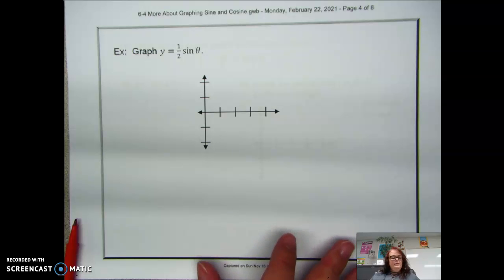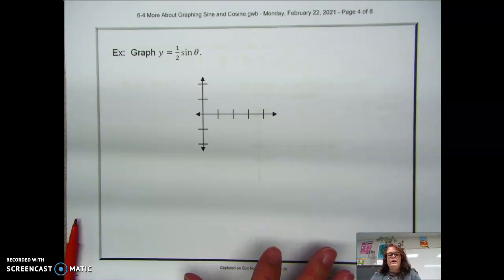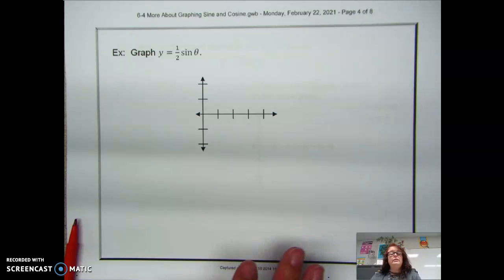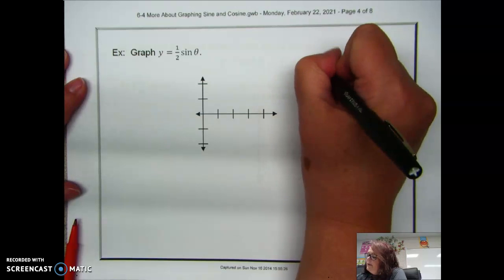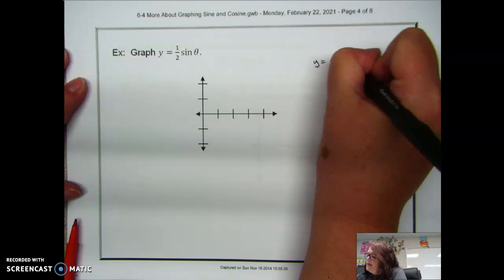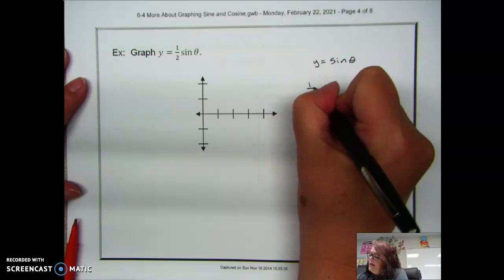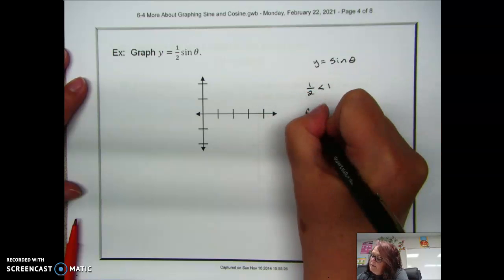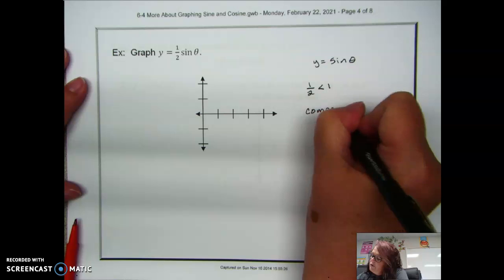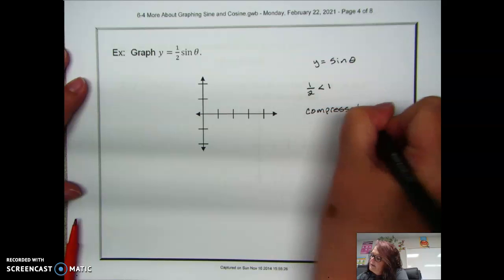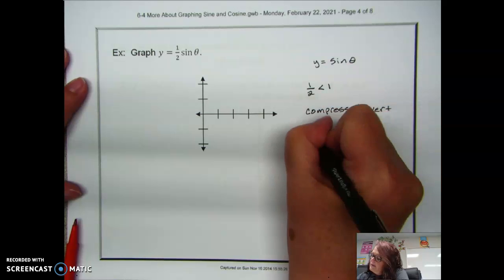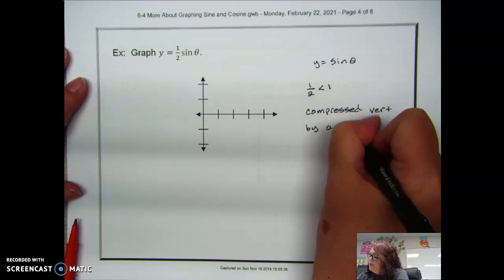So see if you can pause the video and give this graph a try. Describe what we're doing, or actually name the parent graph, describe what we're doing to the parent graph, and then go ahead and graph it. And so the parent graph is going to be y is equal to the sine of theta. And then the 1/2 tells me, because 1/2 is less than 1, we're going to be compressed vertically, because there's no parentheses, by a scale factor of 1/2.